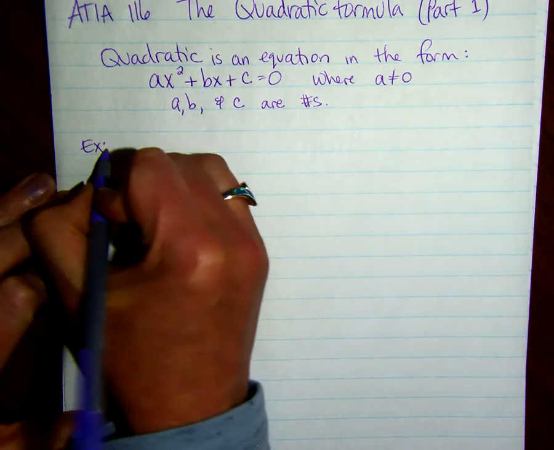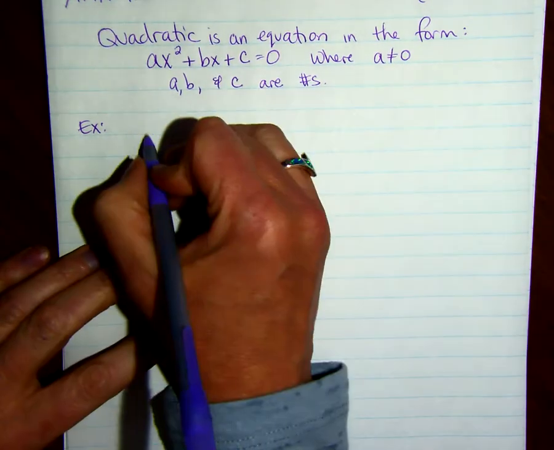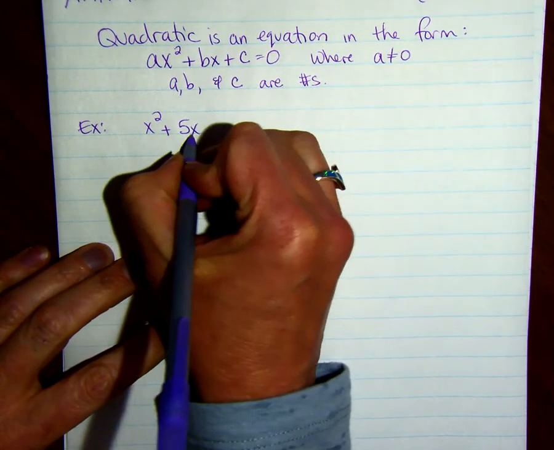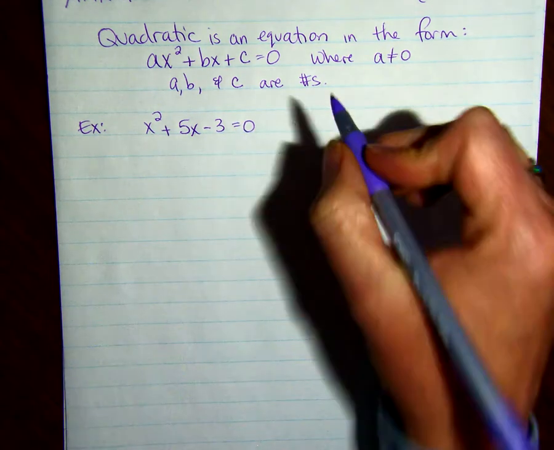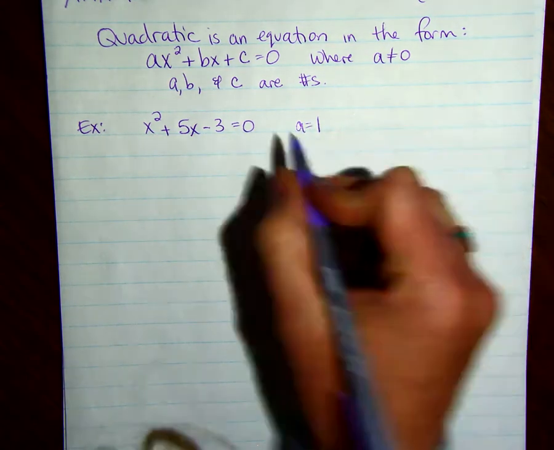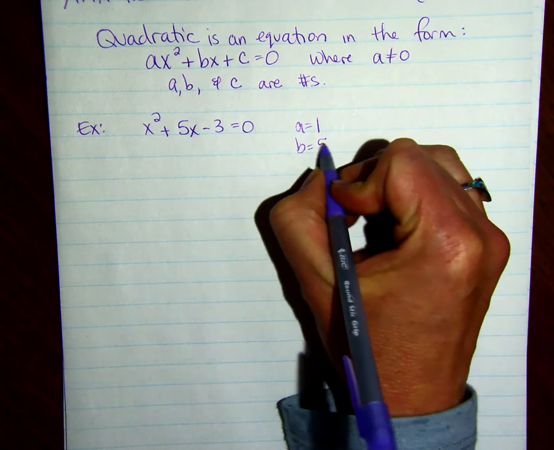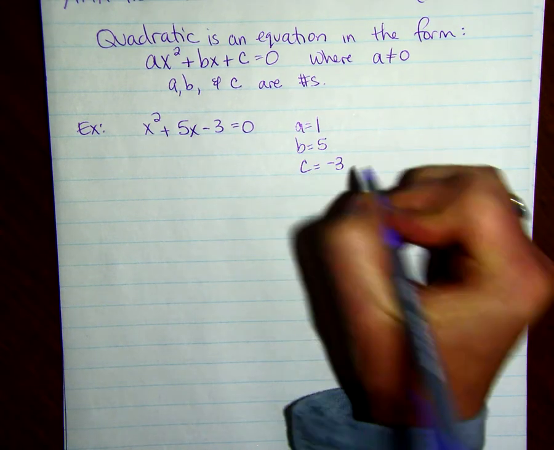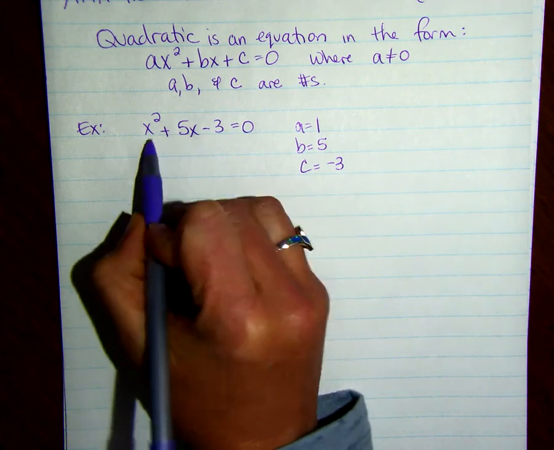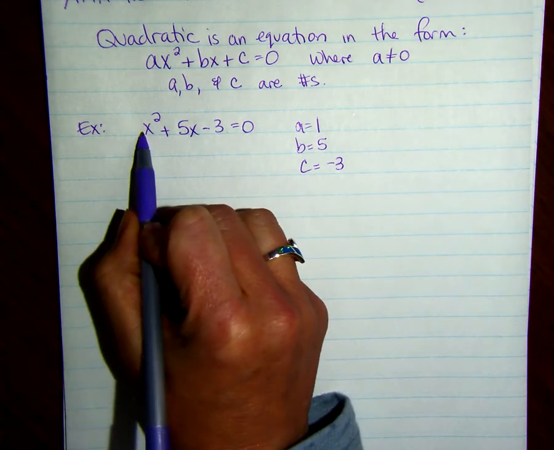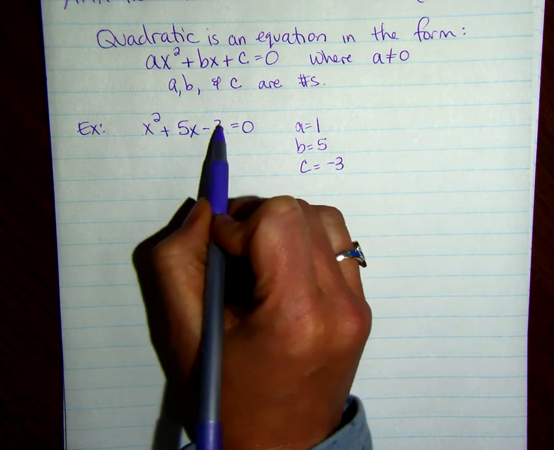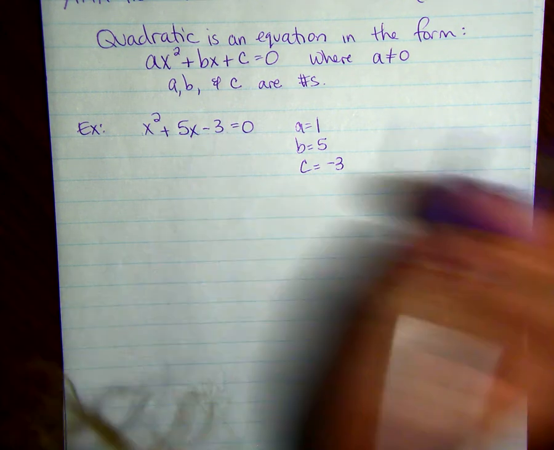So here's an example of a quadratic equation: x squared plus 5x minus 3 equals 0. When we look at this quadratic, we have a equal to 1, b equals positive 5, and c equals a negative 3. We're just looking at the number parts. So the coefficient of x squared is 1, the coefficient of x is 5, and the constant is a negative 3.